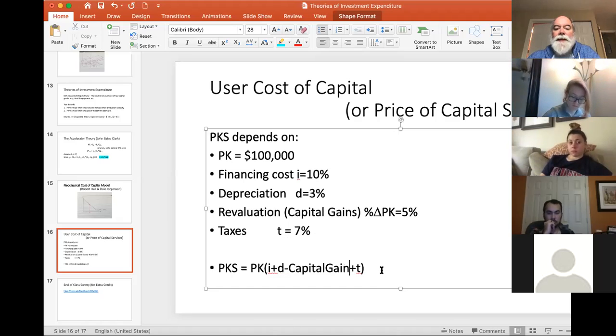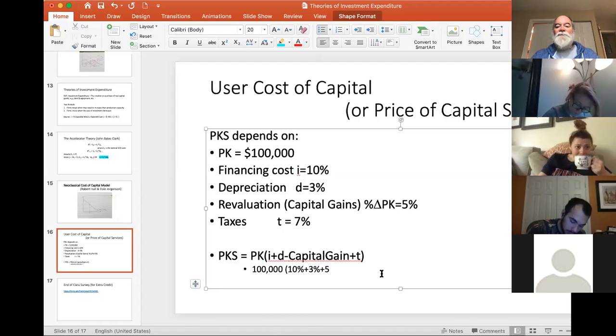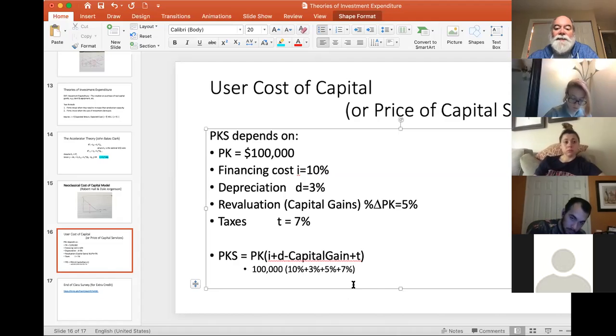Okay, now the PK is $100,000. The interest rate is 10%. The depreciation rate is 3%. The capital gain is a minus 5%. That was what you lost when you resold the truck. And then you had to pay a tax rate at 7% of the value of the machine, right?